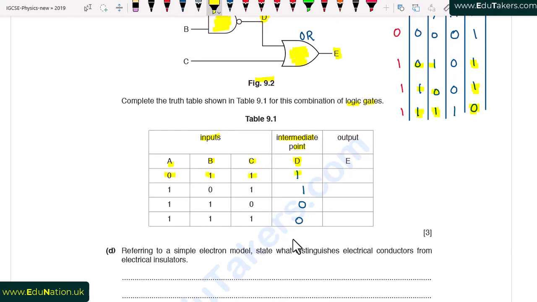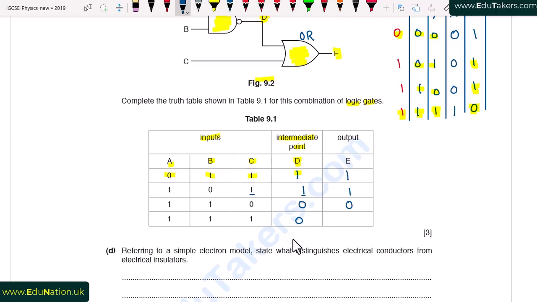So it is 1 and 1. The output is again 1. I write here 1. Second input is 1 and 1. The output is again 1. Third one is 0 and 0. We can see that it is 0 and 0. The output is 0. So it will be equal to 0.